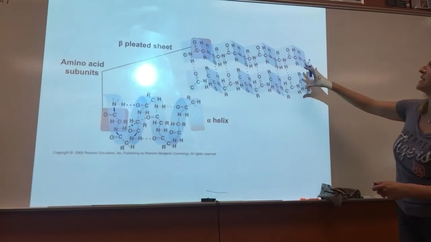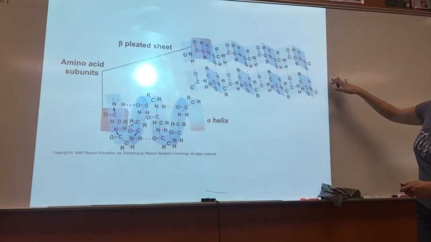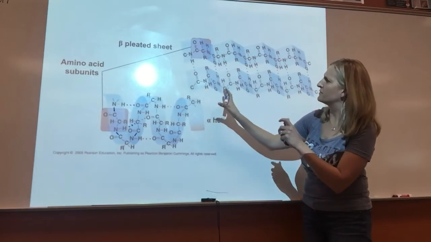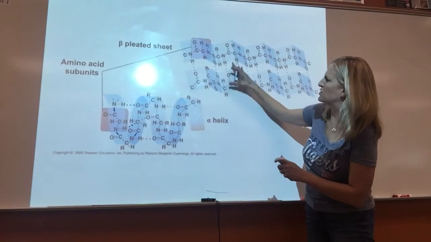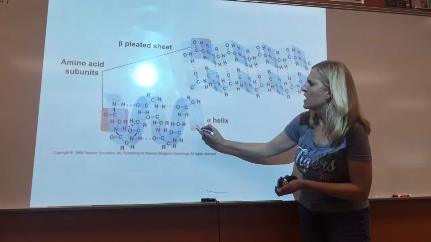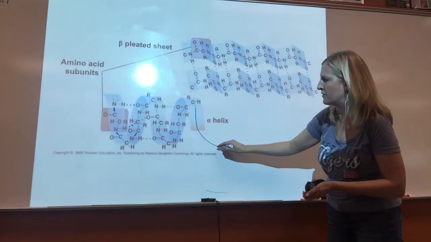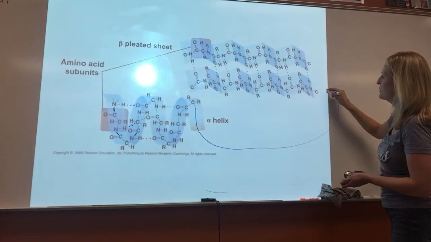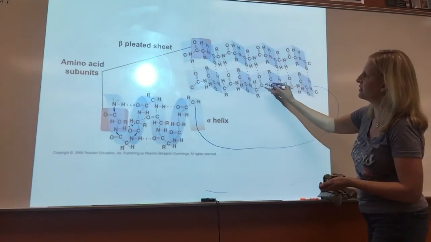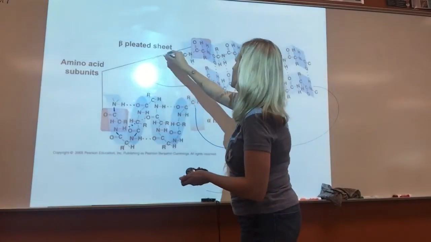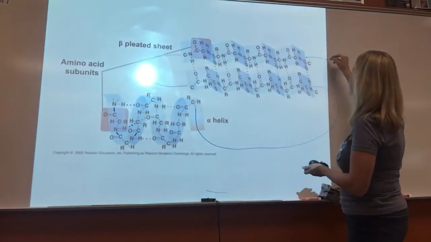On the flip side, these are your beta pleated sheets. They look like pleats. Let me illustrate that, because it's kind of two separate things to show that it really can be part of one long chain. Let's say my line is the chain of amino acids. So let's say it comes over here, and now these are amino acids, and then it comes over here, and this is the chain of amino acids, and so on.